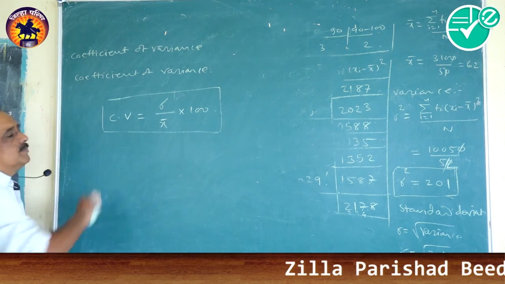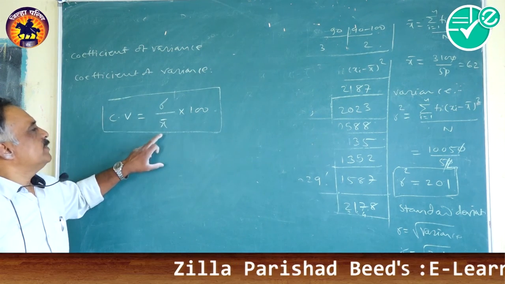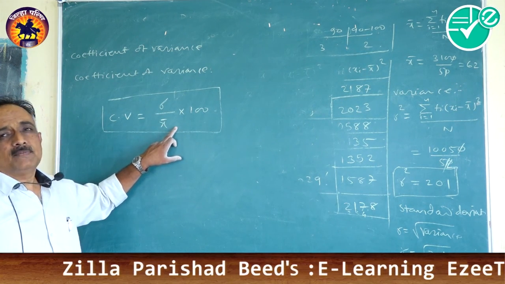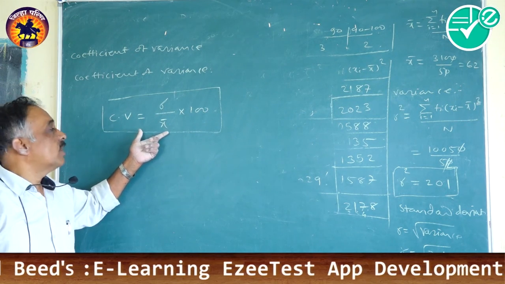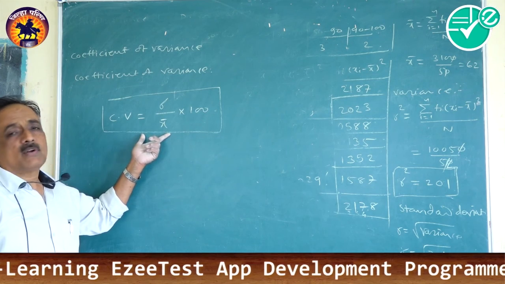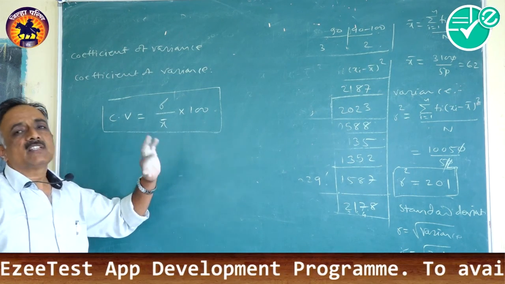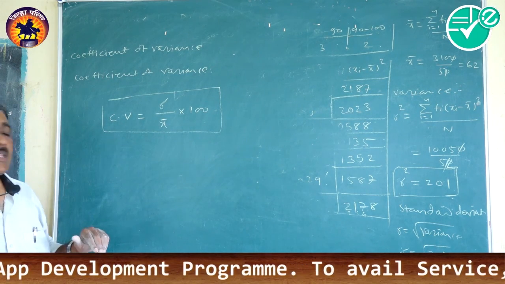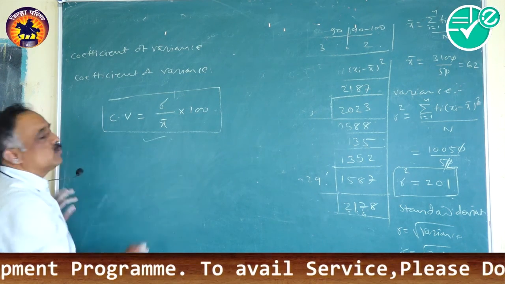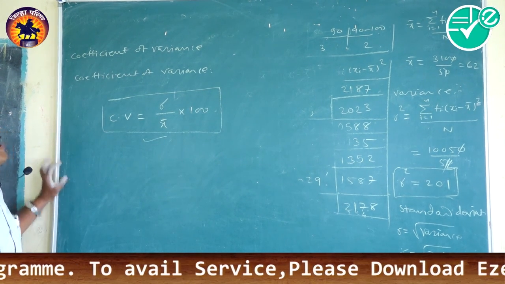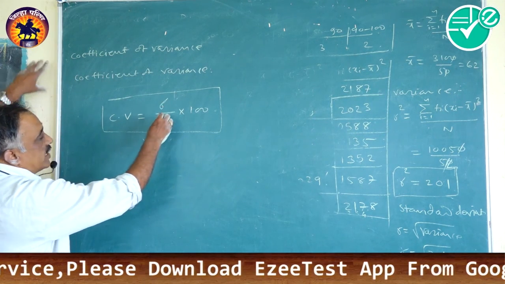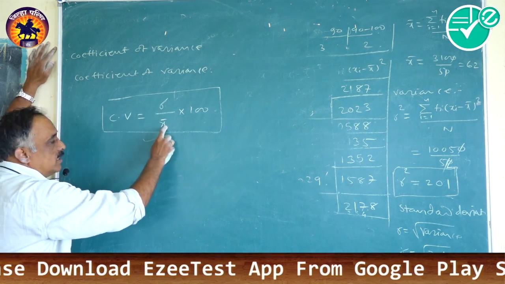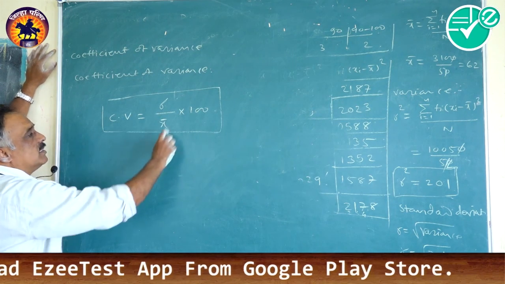Because what will happen if the unit of sigma is meter, the unit of x bar is also meter, and therefore meter cancels. This will be a dimensionless quantity, a quantity which is free from the unit, and therefore we can compare the two data sets here. So hoping you get how to find the coefficient of variance. Coefficient of variance is defined as the ratio of standard deviation to the mean into 100.